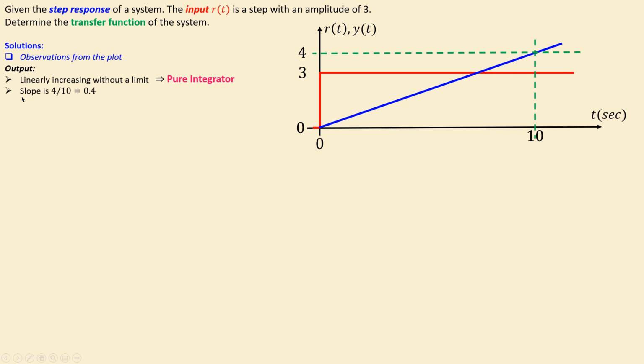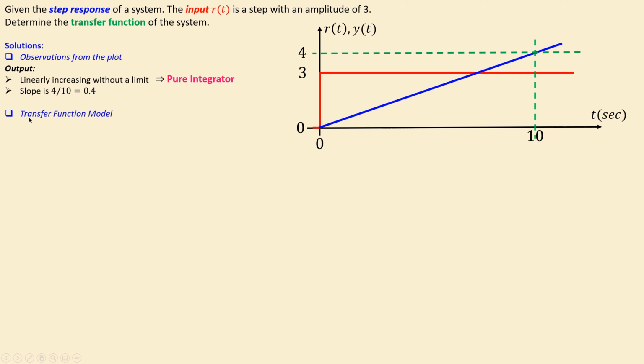So I have the following. You can see that the slope of this blue line is 4/10. So you go up 4 if you go 10 in the positive x direction. So you have 0.4 as your slope. Okay, that will be used later on.